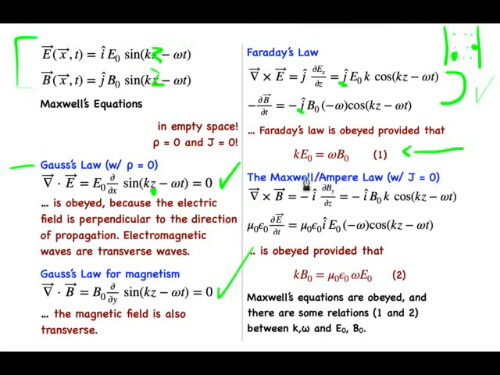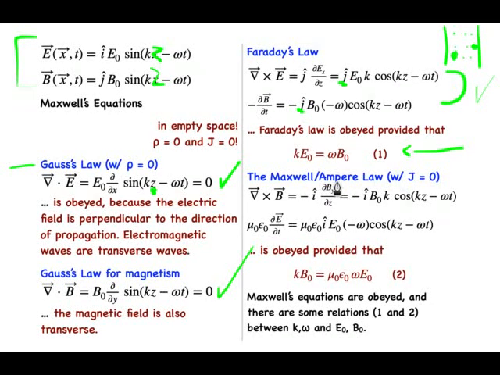And the final equation is the Maxwell-Ampere law with J equals 0. Since J is equal to 0, it's not really the Ampere law anymore, it's just the Maxwell law. It's the equation for the curl of B. The curl of B is mu naught J, but J is 0, plus mu naught times the displacement current.